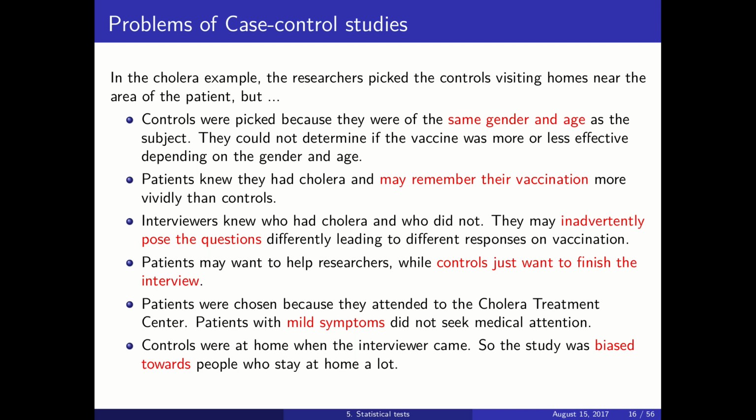So in the cholera samples, the researchers picked the controls by visiting homes near the area of a patient, but the controls were picked because they were of the same gender and age as the subject. So they could not determine whether the vaccine was more or less effective depending on the gender and age, because they are all made with the same gender and age.